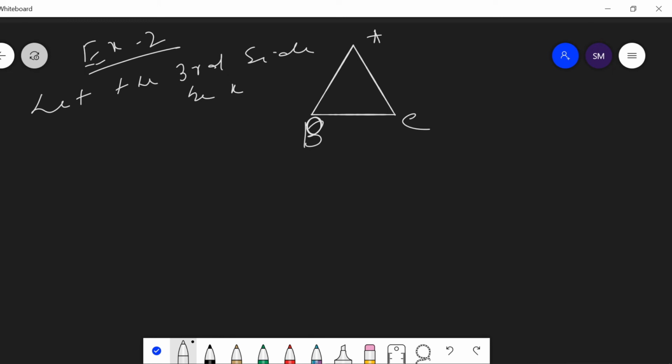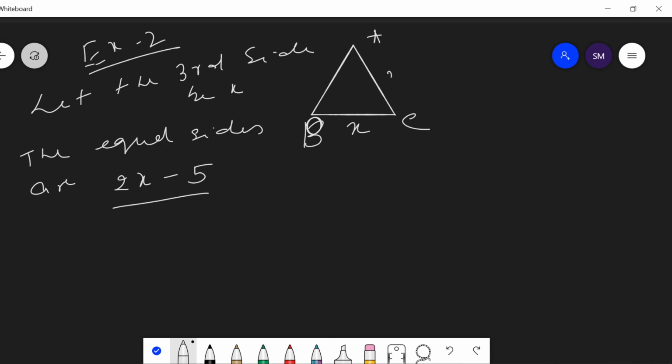Then the equal sides are 5 meter less than twice the third side. Let the third side be x. Then the equal sides are 5 meter less than twice the third side. This means the equal sides are 2x minus 5.